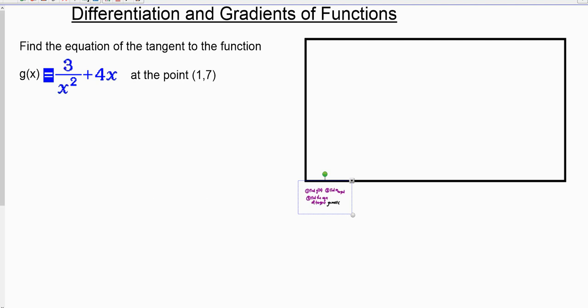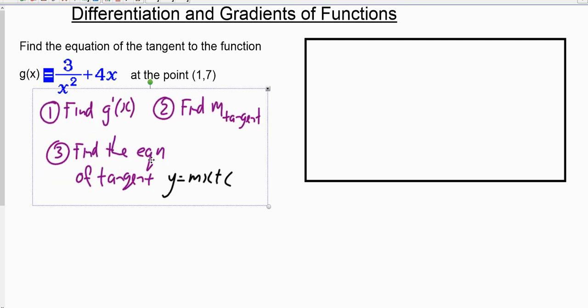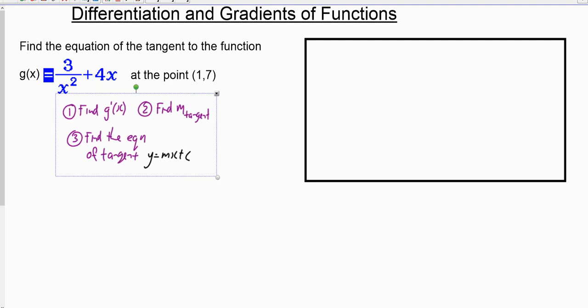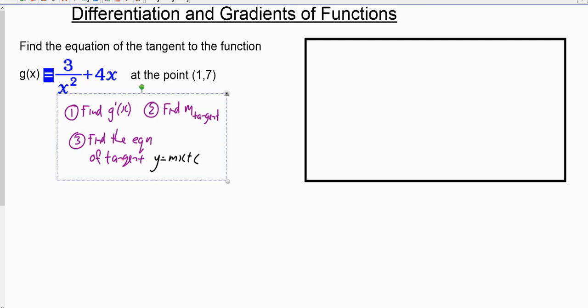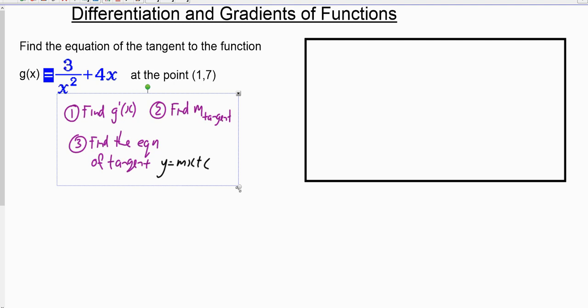So before we go into tackling this problem, when we want to find the equation of a tangent at a particular point, there's three steps that we should be looking to follow. The first step is to always find the derivative of the function. The second step is to calculate the gradient of the tangent using the derivative function at that particular point that we're given. And the third step is to then find the equation of the tangent using the straight line formula of y equals mx plus c.